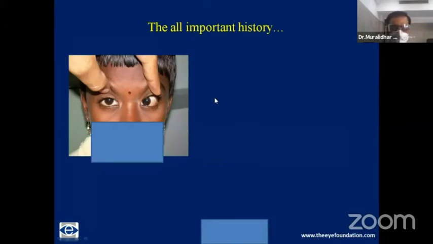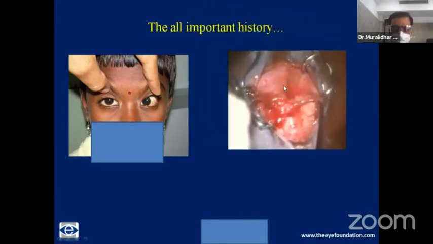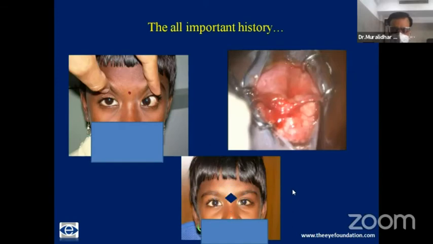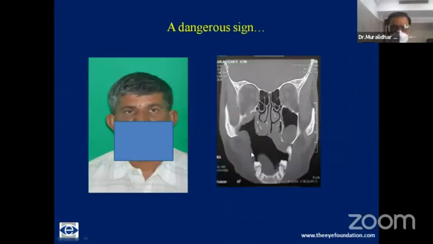History is all important. This patient developed a red eye when she was traveling in a bullock cart after she sustained injury with a hook. This is a sharp injury, and this is what we found on table. The lateral rectus is avulsed at its insertion, and we managed to restore alignment after surgery. As I said, history of malignancy is very, very important.